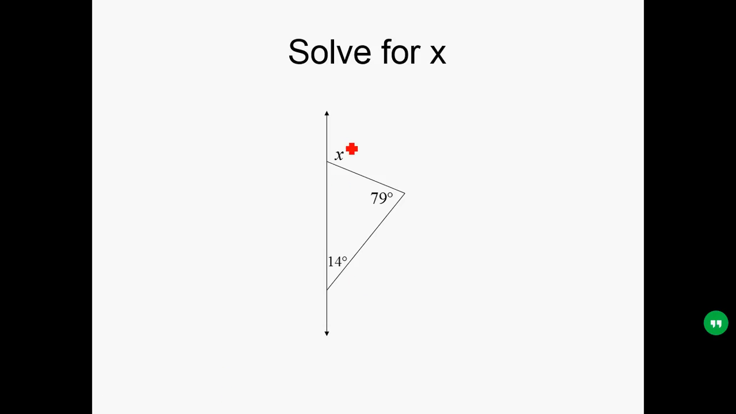Solve for x. X is an exterior angle, so therefore I know that it's going to equal the sum of the other two angles. So those other two angles, 79 plus 14. According to these numbers, x here, this angle is 93 degrees.